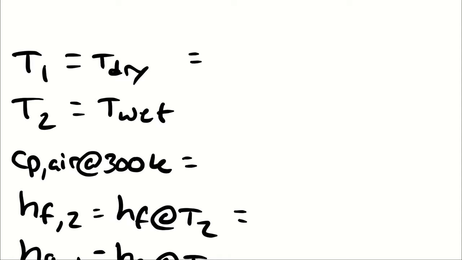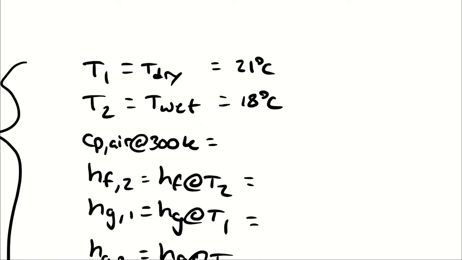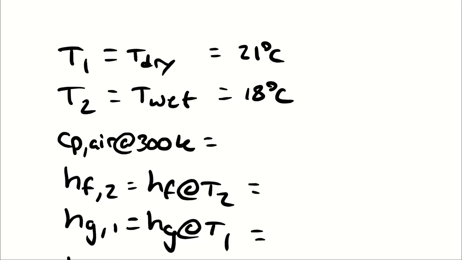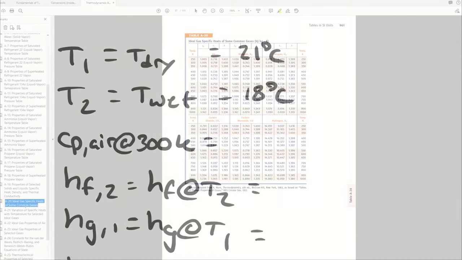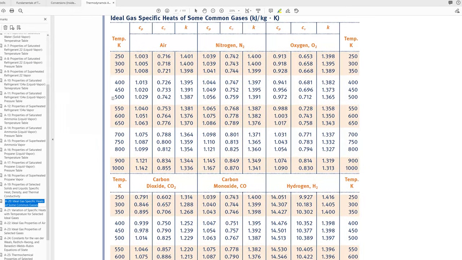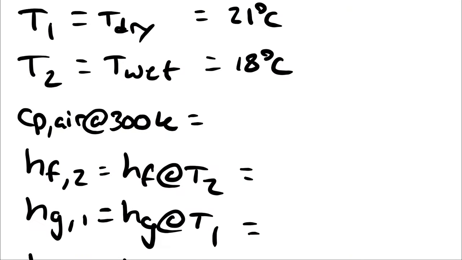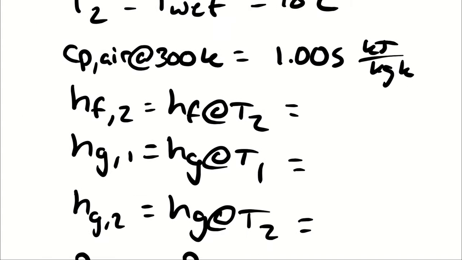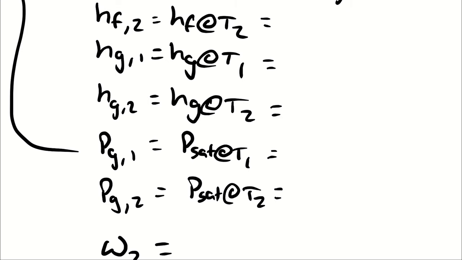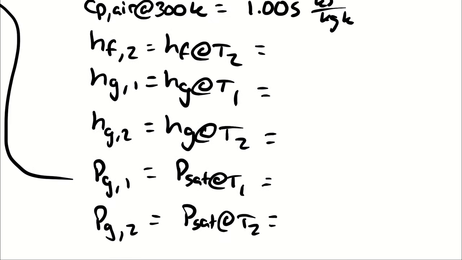Okay, so starting from the top here, dry bulb temperature was known, that's 21 degrees Celsius, wet bulb temperature, 18 degrees Celsius. For CP of air, we're going to jump into, I believe that's table A-20, yep, in our textbook. CP of air at 300 Kelvin is 1.005. Then we want the saturation pressure at state 2, the hg at state 2, and the hf at state 2.